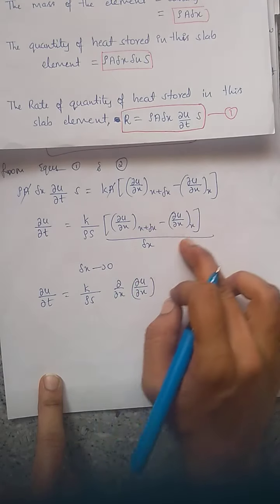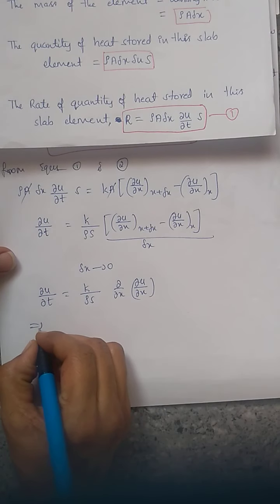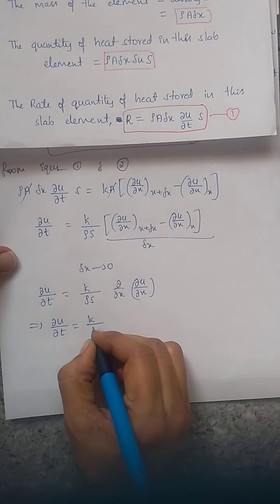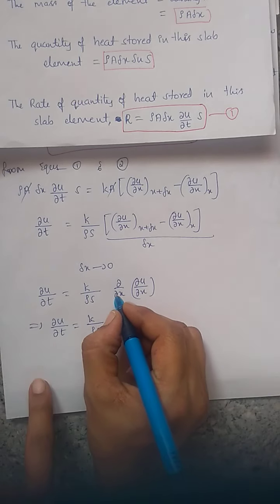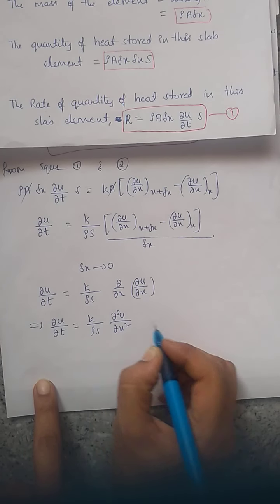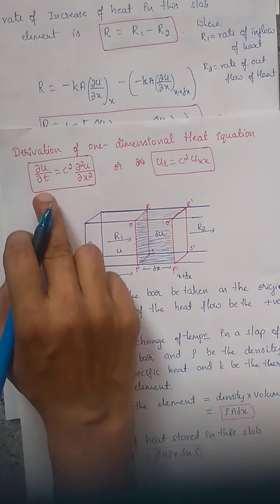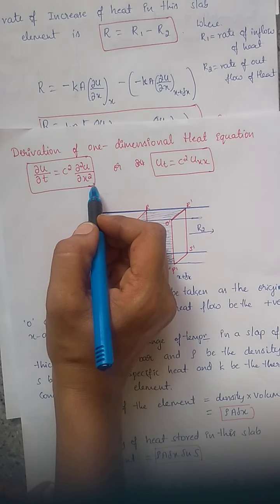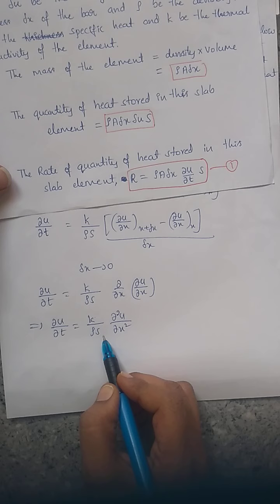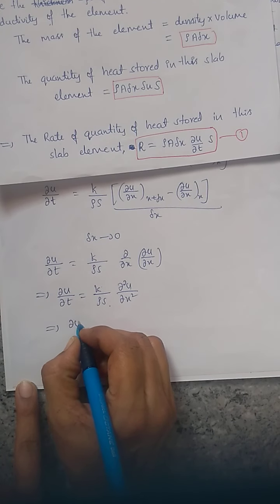For the simplification, dou U by dou T is equal to K by rho S times dou by dou X of dou U by dou X, which is nothing but dou square U by dou X square. So what is the one dimensional heat equation? Dou U by dou T is equal to C square dou square U by dou X square. Here K is constant, rho is constant, and S is also constant, so we can equate them to one more constant, C square.